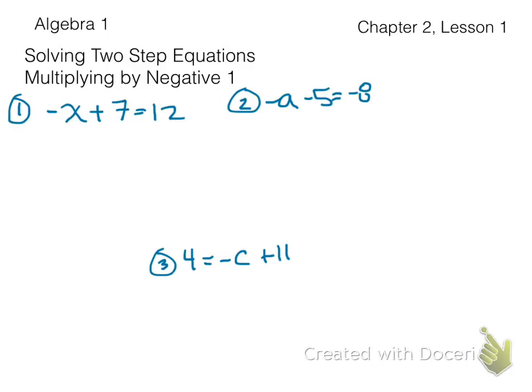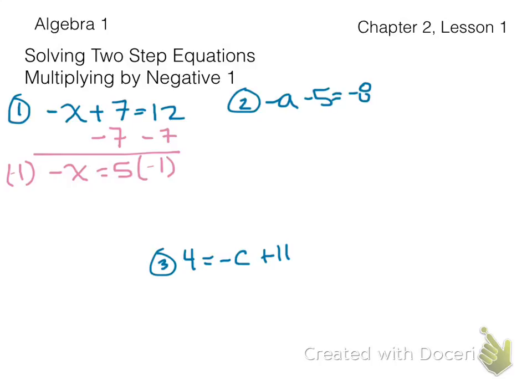So again, I'm going to take care of lower priority operations. So I'm going to minus 7. We've got negative x is equal to 5 because 12 minus 7 is 5. And so to get rid of the negative in front of the x, and we have to do it because the variable really doesn't want to be its opposite. It wants to be who it is. So to get rid of it, we're either going to multiply by -1.